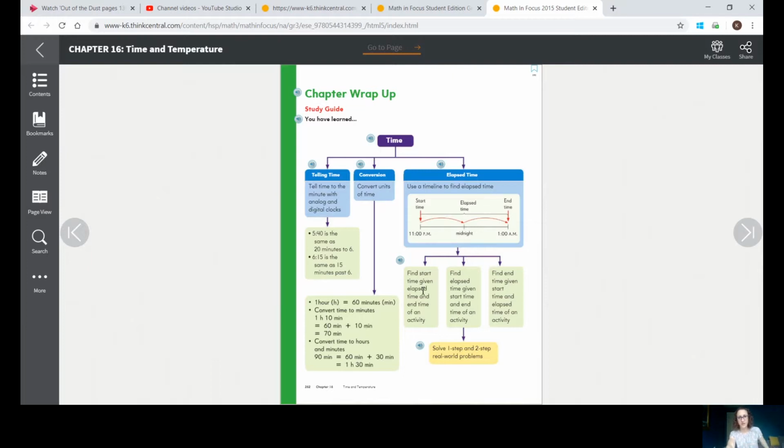They say find start time given elapsed time. Find start time given elapsed time and end time on an activity. Find elapsed time given start time and end time on an activity. And you can find end time given start time and elapsed time on an activity. So depending on what piece of information you've got, you can find out the others.